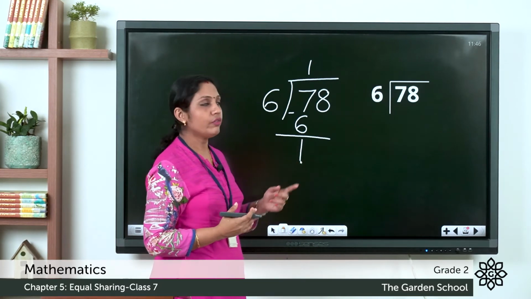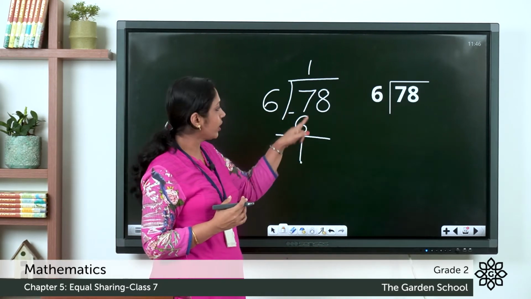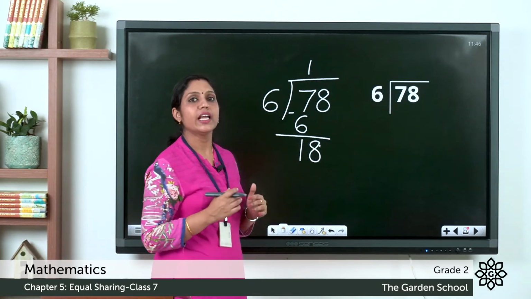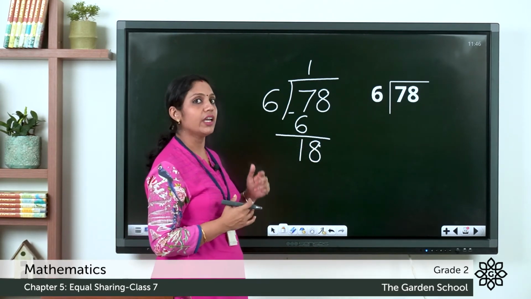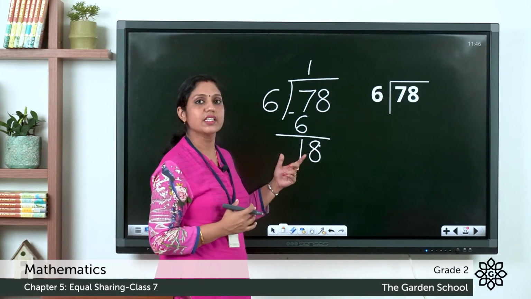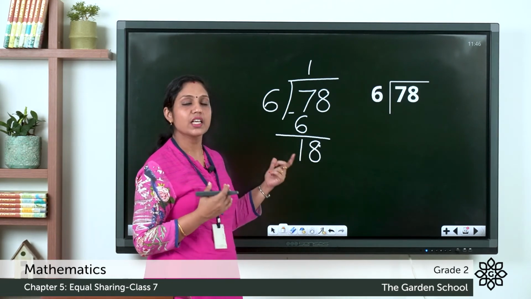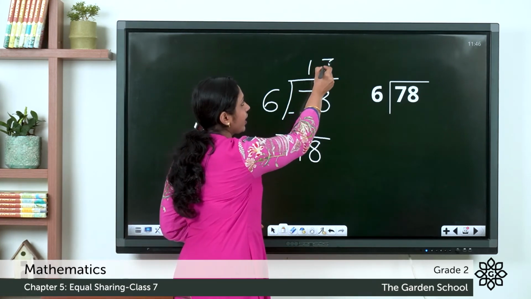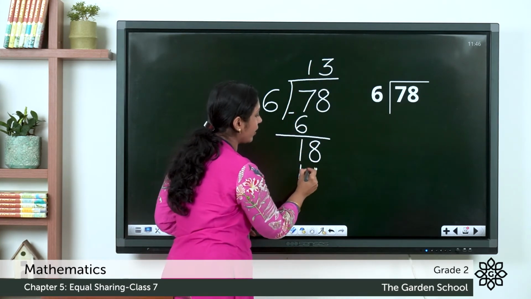Now what do we have to do? We need to bring the next number down. So here we have 8, bring it down. And now we have got 18. So now let's check in the 6 table how many times it is 18. So 6 ones are 6, 6 twos are 12, 6 threes are 18. So 6 threes are 18: 3 right on top and 18 right below.